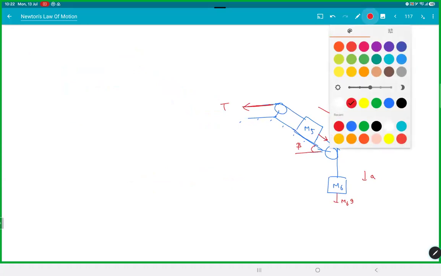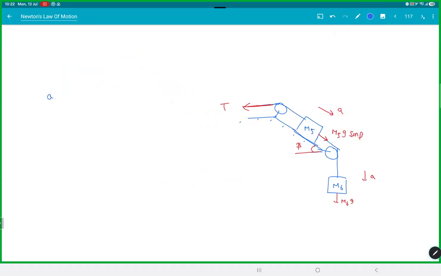Now apply the same story. What is the net acceleration? Acceleration will be net force. How much is that? M6G is supporting. M5G sine beta is supporting. And what is the tension doing? It is opposing, divided by total mass, which is M5 plus M6. There you got your tension.